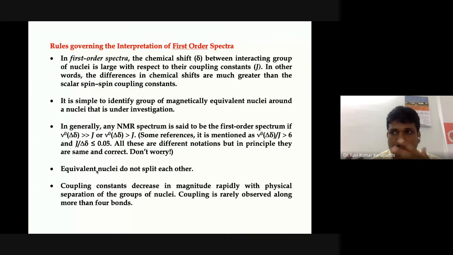Of course, if you have magnetically equivalent protons, then they will not split, but magnetically non-equivalent protons basically interact, and then they split, right? That is where this problem comes, whether it is a first order or second order.